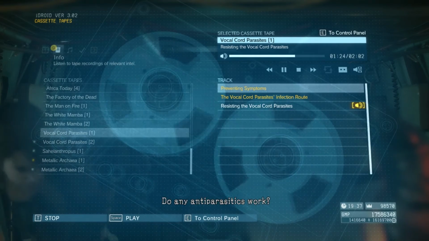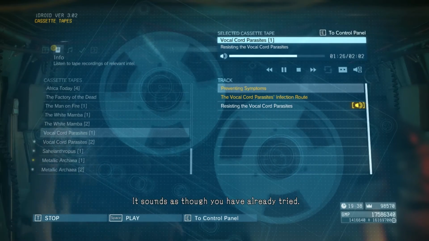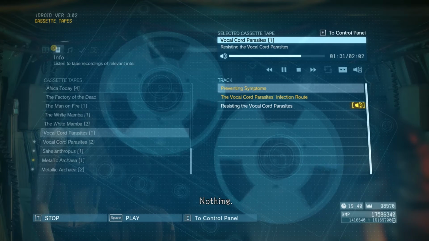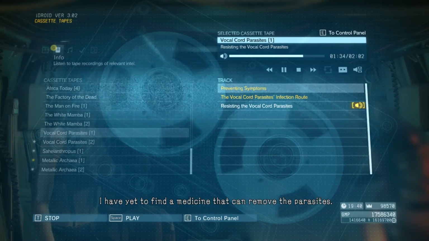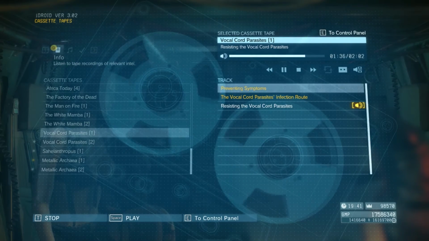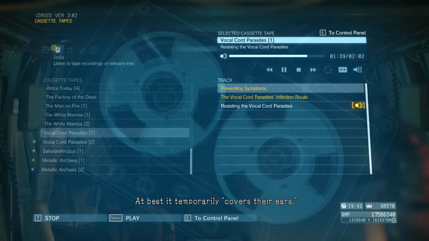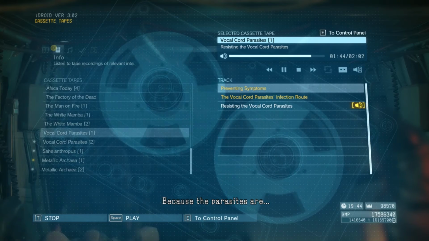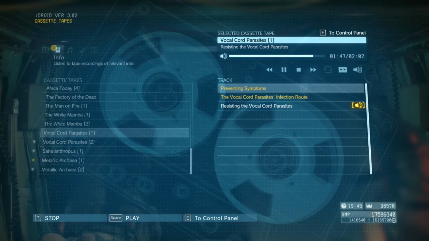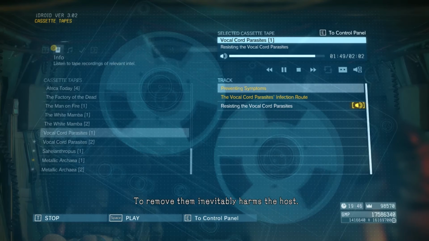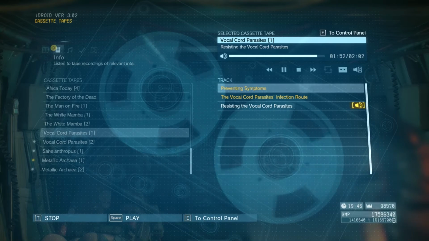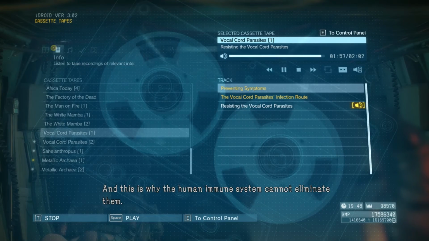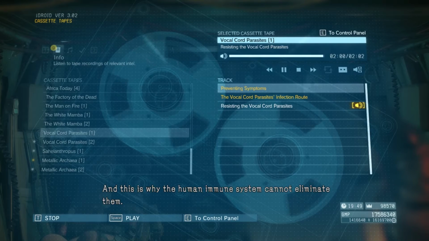Do any anti-parasitics work? It sounds as though you have already tried. Yeah. We tried every one there is, and nothing. I have yet to find a medicine that can remove the parasites. At best, it temporarily covers their ears. Why is that? Because the parasites are companions to us. To remove them inevitably harms the host. Companions? More than you think. And this is why the human immune system cannot eliminate them.